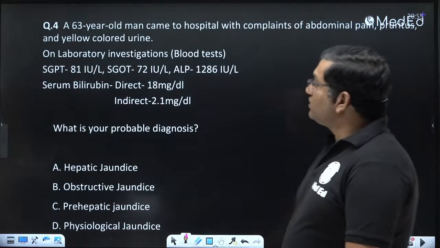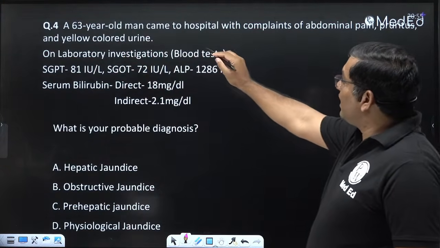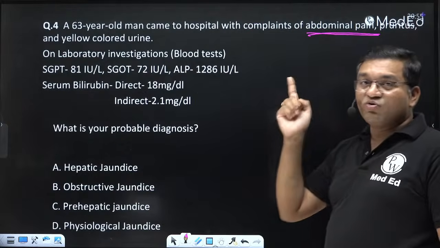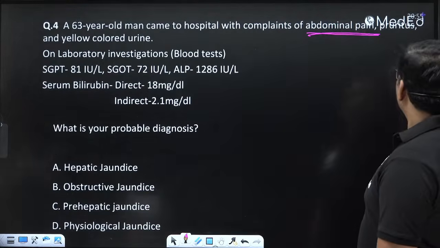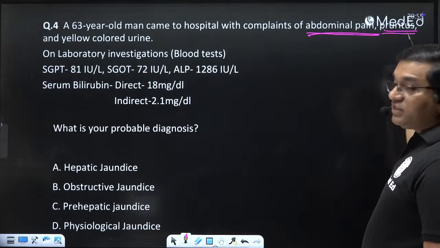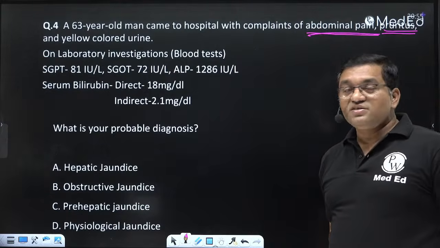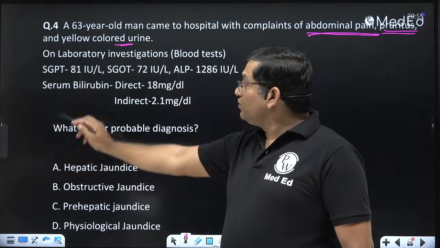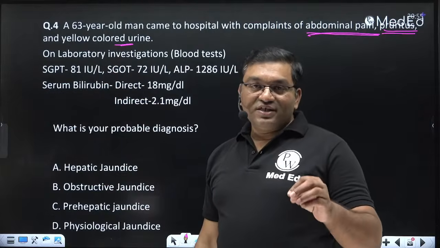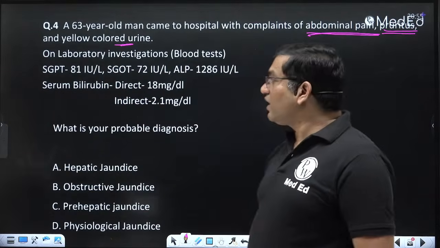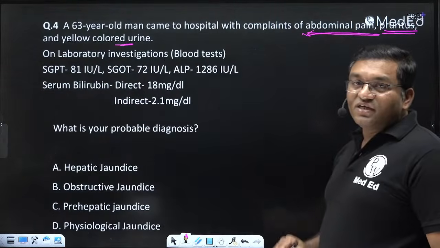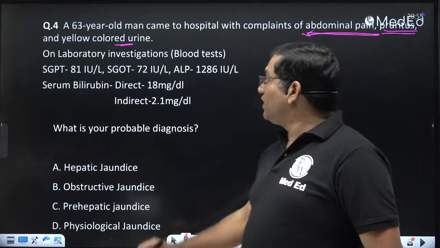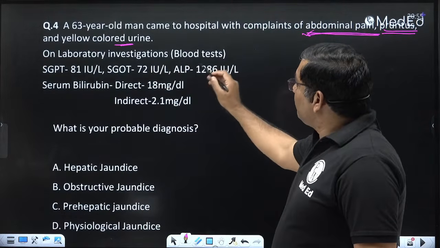Now see this case. A 63-year-old man came to hospital with complaint of abdominal pain. मैंने पहले ही बोला आपको, abdominal pain. Pruritus, itching symptoms may be there because of increase in the bile salt level, and yellow colored urine. येलो कलर्ड यूरिन है, स्किन है, मतलब जॉन्डिस है, इतना तो पक्का है। एब्डोमिनल पेन की हिस्ट्री है, मतलब हो सकता है कि ऑब्स्ट्रक्टिव जॉन्डिस है, पहला अपने दिमाग में आना चाहिए.